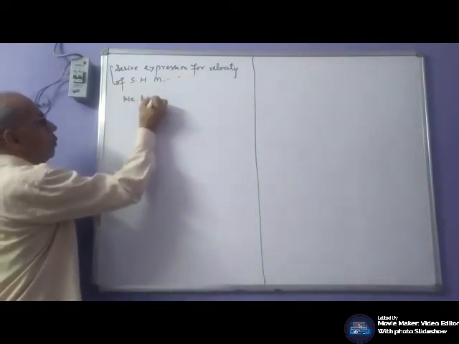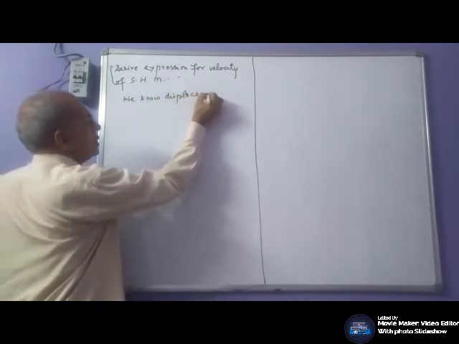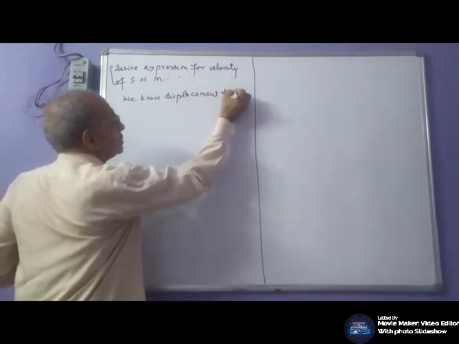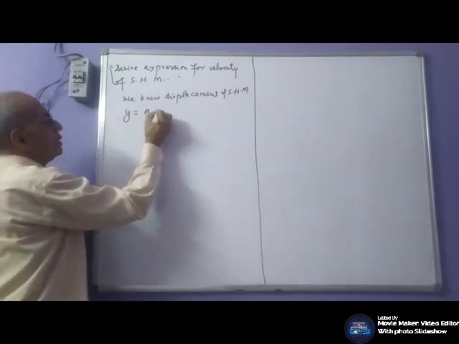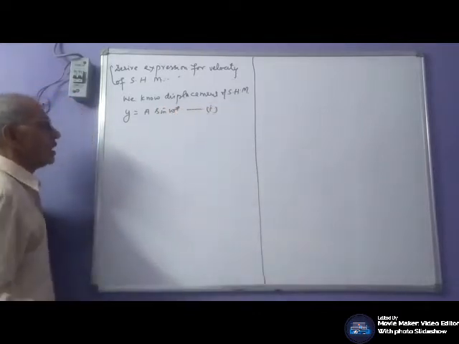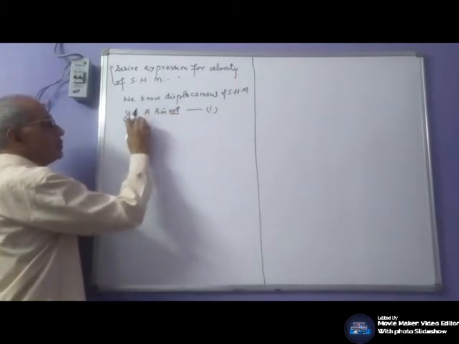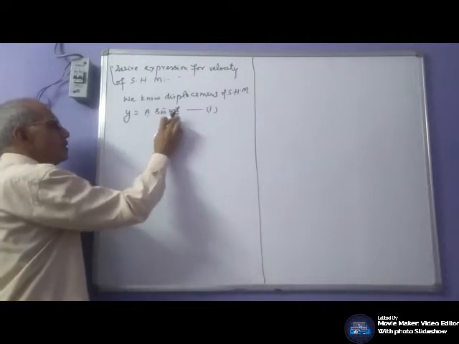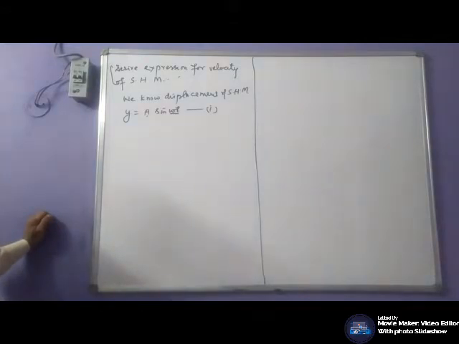We know displacement of S.H.M is given by y = A sin omega t. A is amplitude, omega t is phase. If this is plus sine, this is the phase of displacement. This is the equation of displacement. We have to find the expression for velocity.